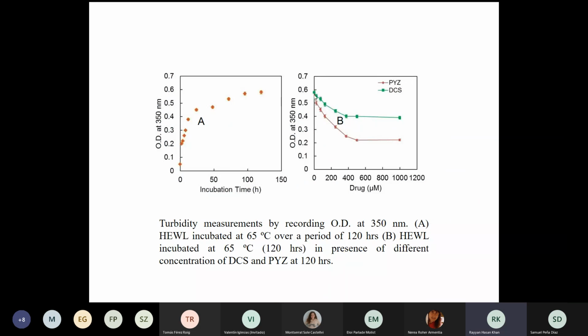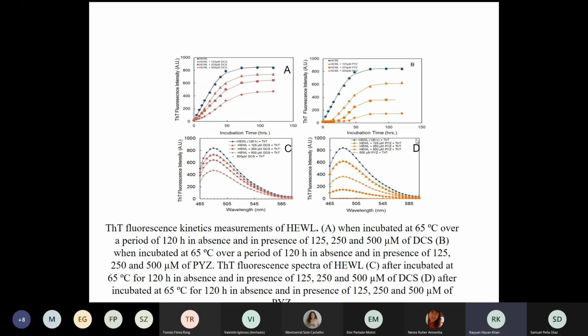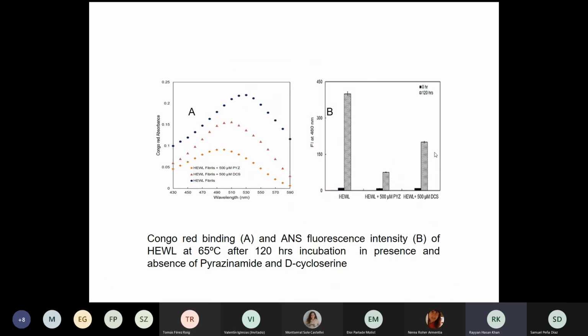Now we performed the ThT fluorescence kinetics also. This is in the presence of 125, 250, and 500 micromoles of D-cycloserine, and this is pyrazinamide. From here you can observe that there is no significant decrease in D-cycloserine as compared to pyrazinamide, where you can see a steep decrease. These are the spectra shown for these points, and you can see a significant decrease in the presence of 500 micromoles of pyrazinamide. That shows a pronounced inhibitory effect.